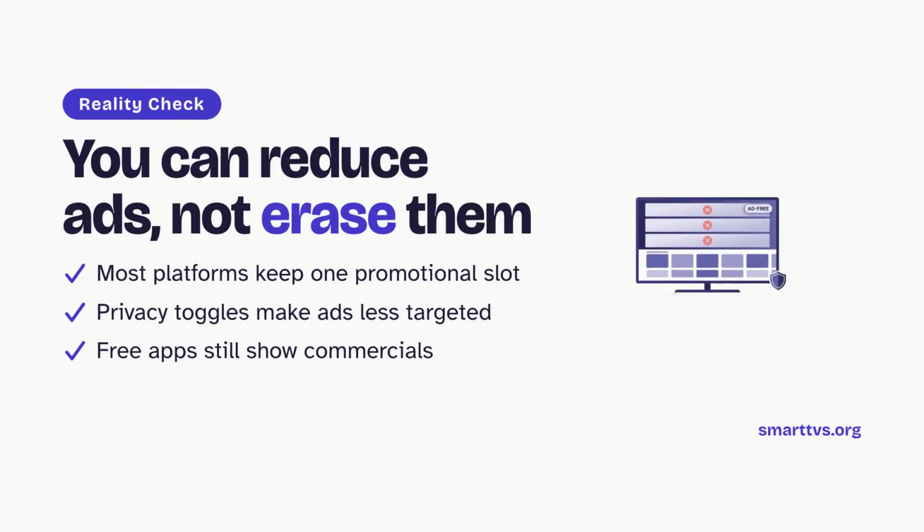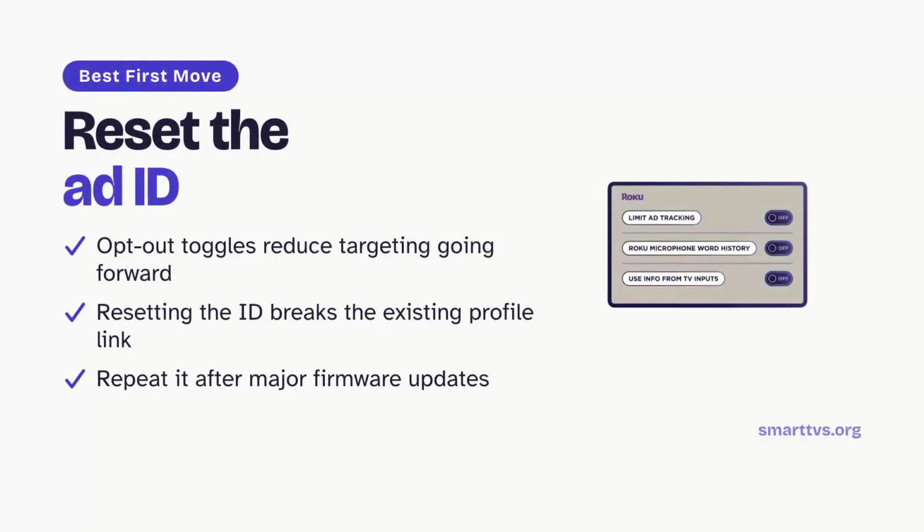Privacy toggles usually make ads less targeted. They do not remove commercials from ad-supported streaming apps. The best first move on almost every brand is to reset the advertising ID. Opt-out toggles reduce future targeting, but an ID reset breaks the old household profile link.